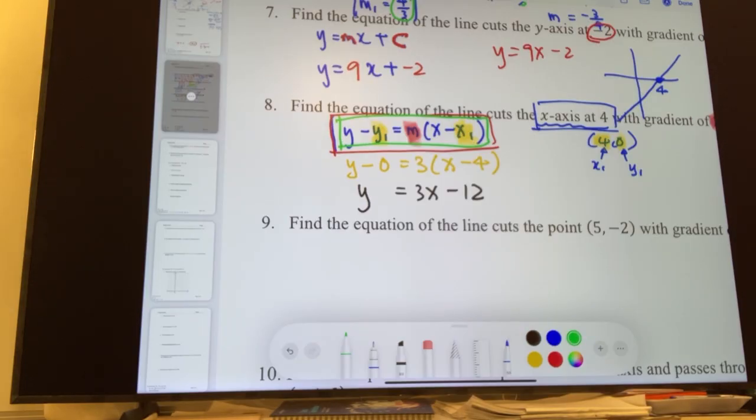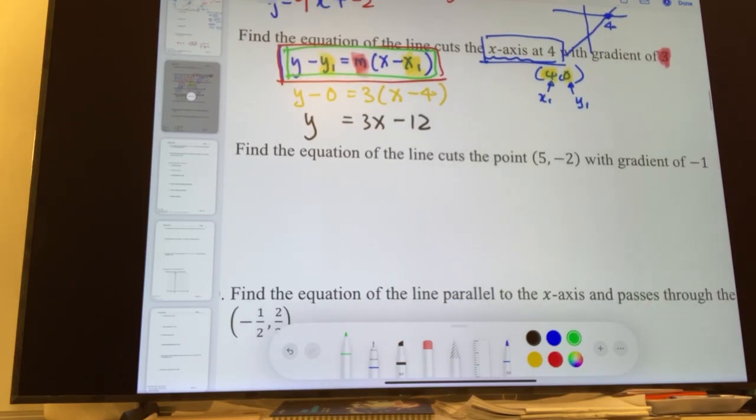Okay, by looking at question 9, do you have a point? Do you have a gradient? Yes, that means I can substitute into my magic equation then. Y minus y1. Yeah, you can use this equation again, because whenever you see the words "find the equation", this thing comes in. And your x1 is 5, y1 is minus 2, and your m is there.